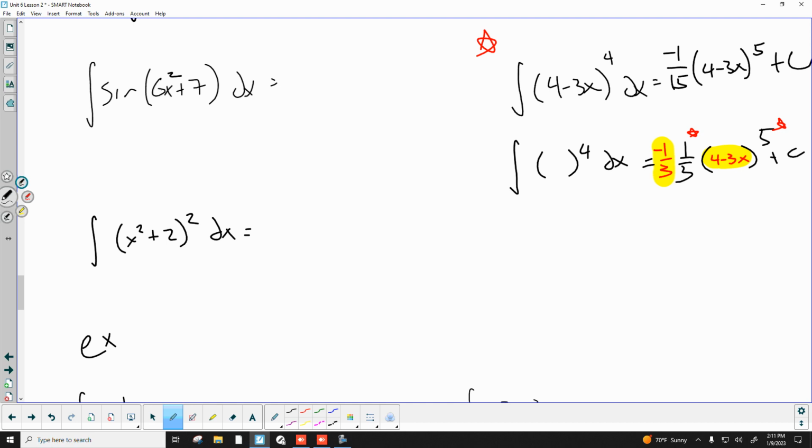You guys saw this on your quiz today, right? x squared plus 2, squared. What did you guys do? You FOILed it, right? I hope you did. And when you FOILed it, you got x to the 4th plus 4x squared plus 4. And then you got 1/5 x to the 5th plus 4/3 x cubed plus 4x plus C. Hopefully you did that on your quiz today. If you didn't, sorry.